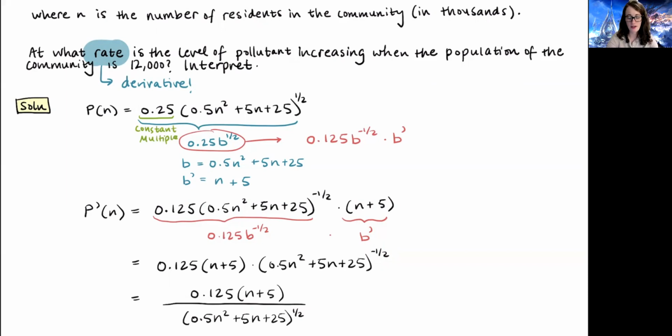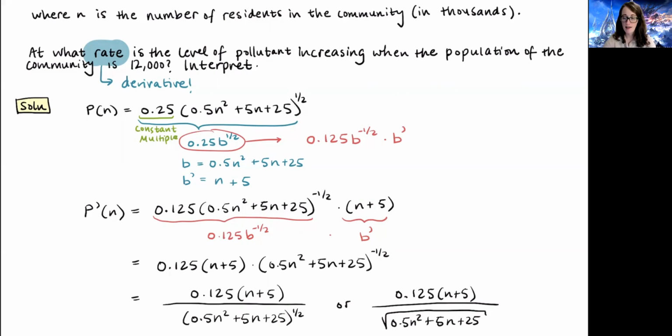Another way that we could write that, if we wanted to, is by rewriting that denominator as a square root. So we could write that as 0.25 times n plus 5 over the square root of 0.5n squared plus 5n plus 25. So here is a function that gives us the rate of change of the pollution with respect to the population.